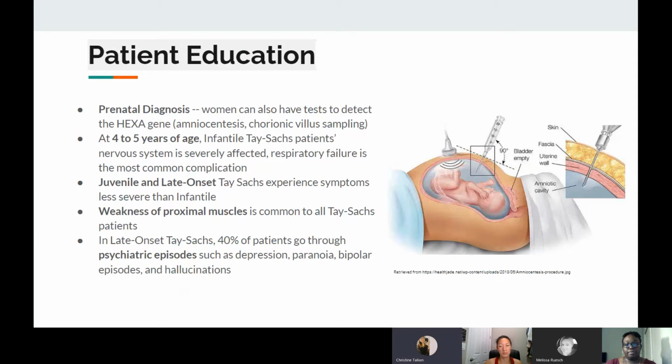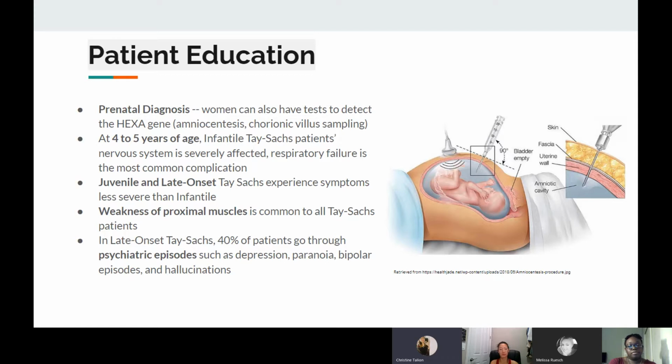For patient education, expected mothers can opt for prenatal diagnosis through amniocentesis and chorionic villus sampling. Amniocentesis is getting a sample of the amniotic fluid while the fetus is still in the uterus, and this is checking for the HEXA gene. Also, for the parents of infants with Tay-Sachs, you should know that at 4 to 5 years of age, children have their nervous system severely affected, and it may eventually result in respiratory failure.